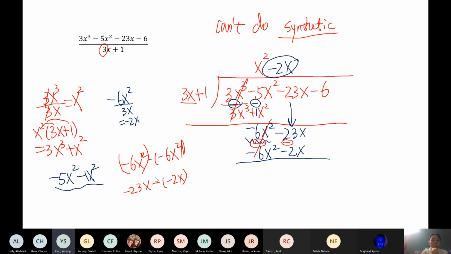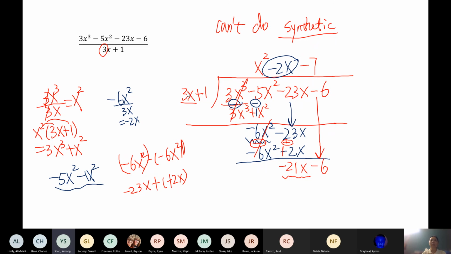Keep, change. Yes, that's correct. So Garrett and Natalie put the answers there. It's negative 21x. Very good. Okay, the final step. Bring down the negative 6 and repeat. So I do negative 21 divided by 3x. That's negative 7. I just did this in my mind because negative 21 divided by 3 is negative 7.